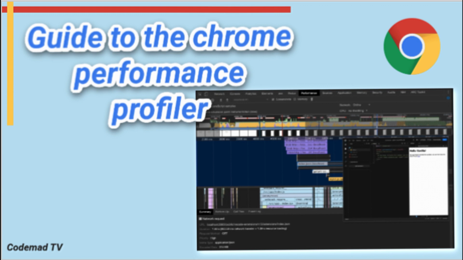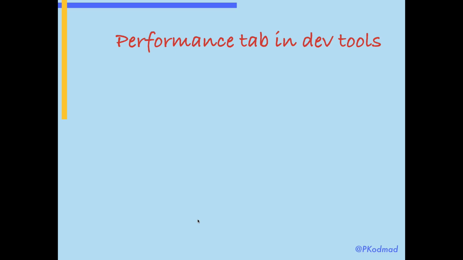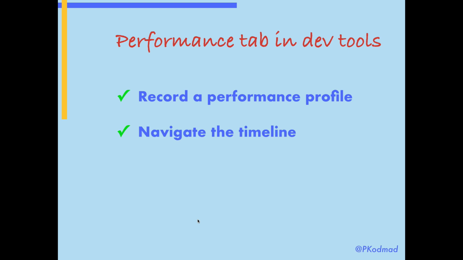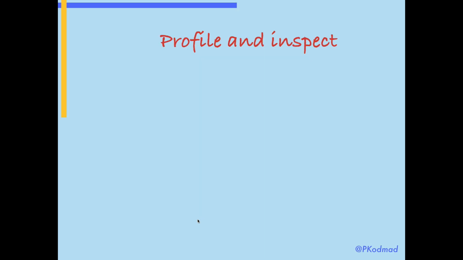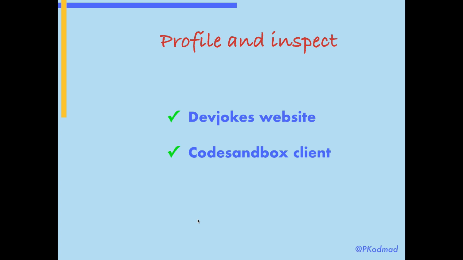My name is Pavithra Kodmad and you're watching a guide to Google Chrome's Performance Profiler. In this video, I'll show you how to use the Performance tab in the browser DevTools. We'll learn how to record a profile, how to navigate the timeline, how to use the network section, and how to inspect the main thread of the runtime. We will do so by profiling and inspecting two websites, the DevJokes and codesandbox.